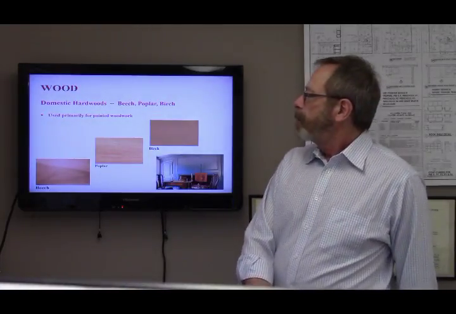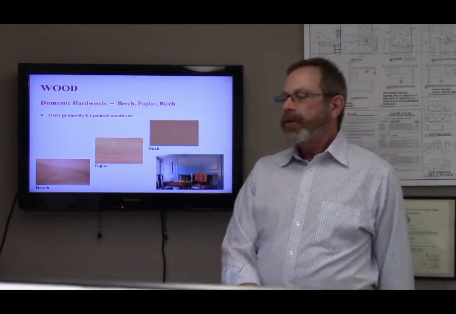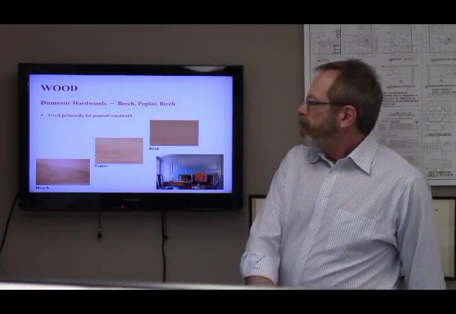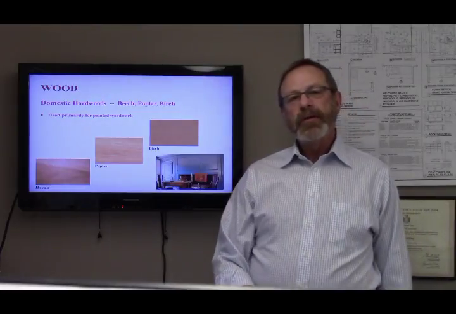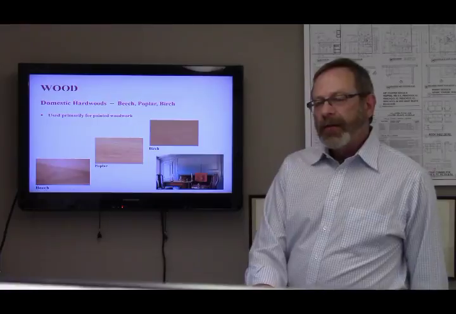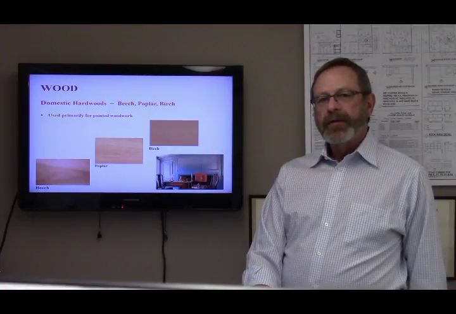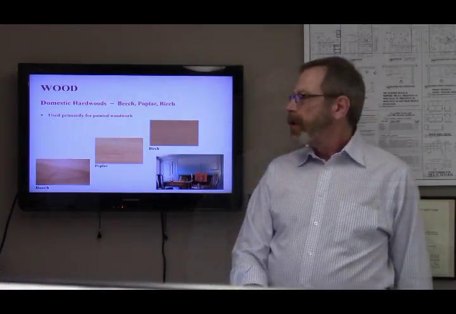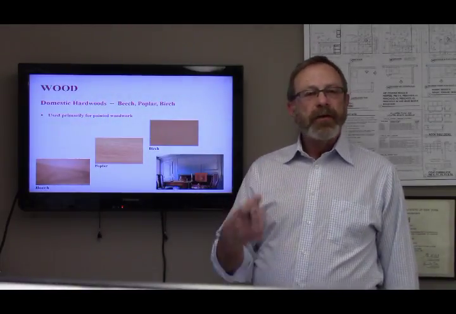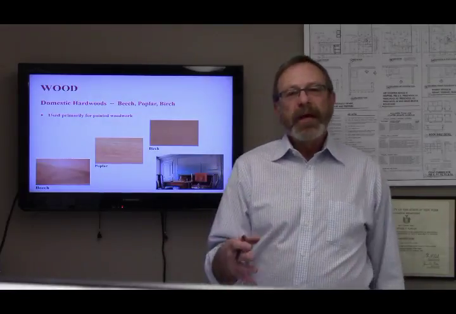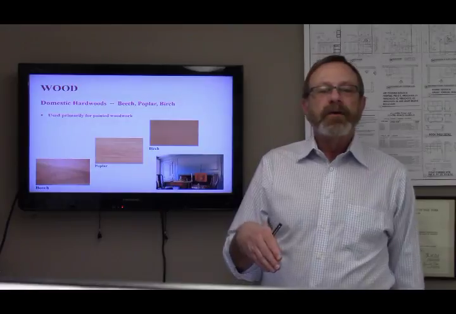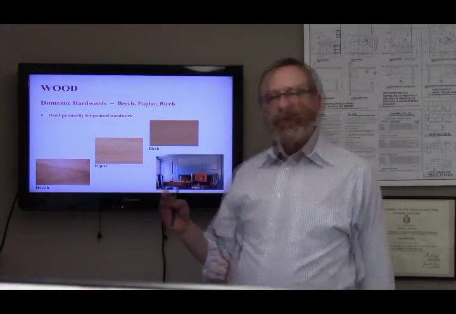We have beech, poplar, and birch. I'd like you to remember these three. These are also hardwoods, but these are hardwoods that we use primarily to be painted. They're good woods, but their physical appearance is not generally as nice as some of the other woods. So we use these three types of woods as veneers on closet doors or doors that are going to be painted. We use them on surfaces for paneling that are going to be painted. Things that are not going to be left exposed.